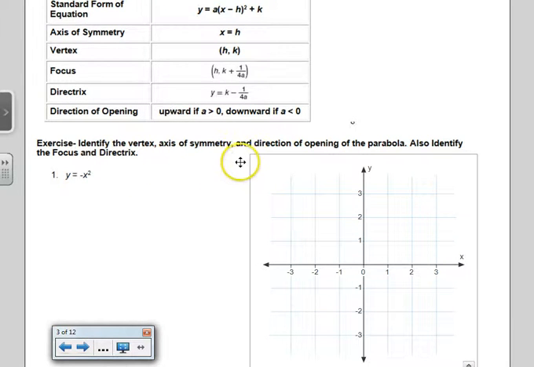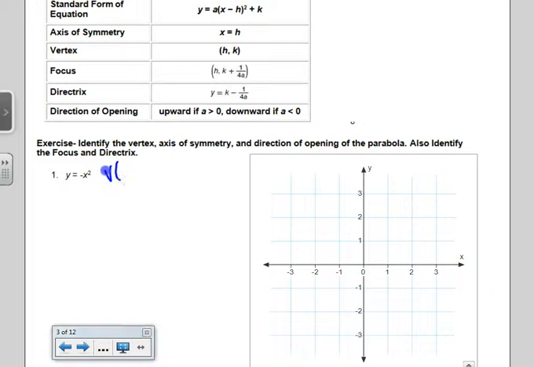So we're going to actually graph this next parabola, and then we are going to identify the vertex, axis of symmetry, and the direction of it opening up or down. And we're going to identify the focus and the directrix. Now notice on your paper there is no graph. I just want to graph this so you guys can understand what we're looking at. So I'm going to start with the actual graph of the parabola itself.